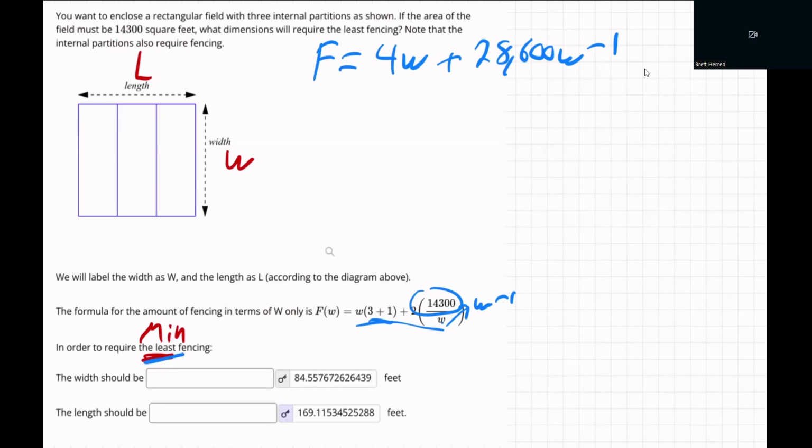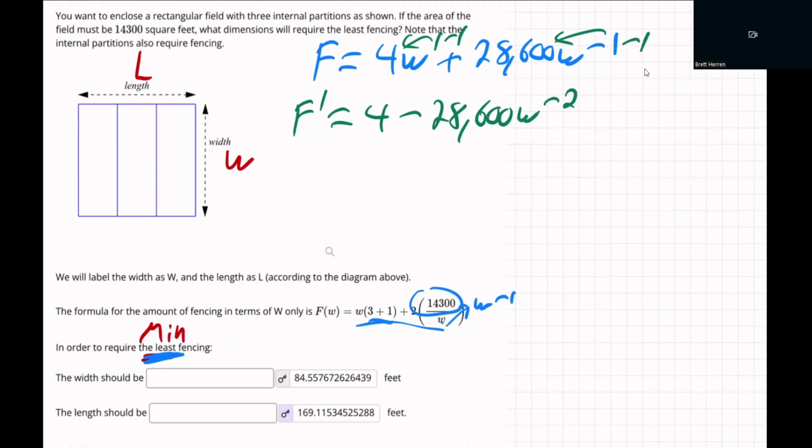How do I minimize that fencing formula? Well, you know how to minimize or maximize it. Take the derivative, huh? So before, that's 1 power comes down, subtract 1, it's gone. Bring this down, so it'll actually be minus 28,600 W to the minus 2. And you set it equal to 0. Derivative set equal to 0. That's how you find a max or min.